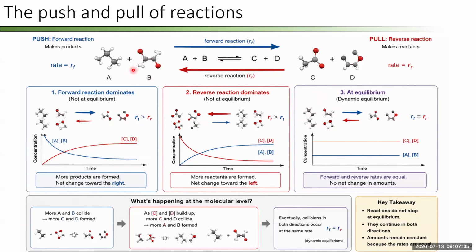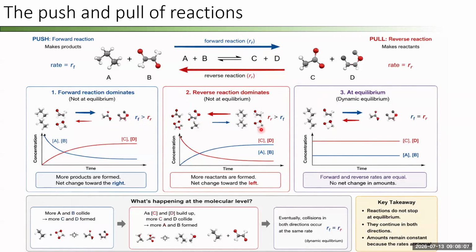We can have several different cases. One, where the reaction rate forward is much faster than the reverse rate. In this case, if I have initially a lot of the reactants, over time that concentration decreases as the reactants are used up, the products are formed. We end up with many more products than reactants. Right, so this is considered a forward dominant reaction. The reaction is favored to the right.